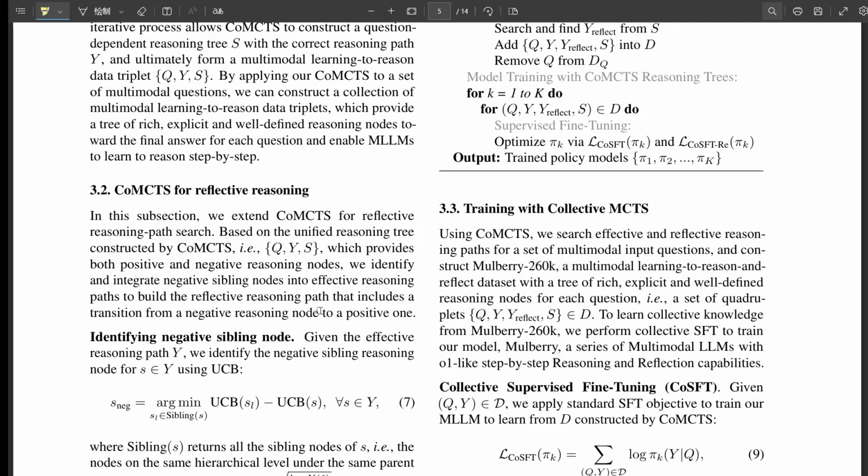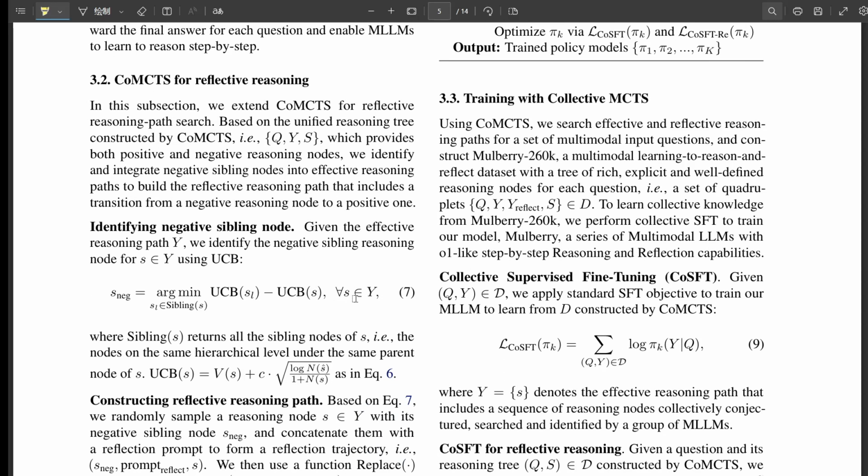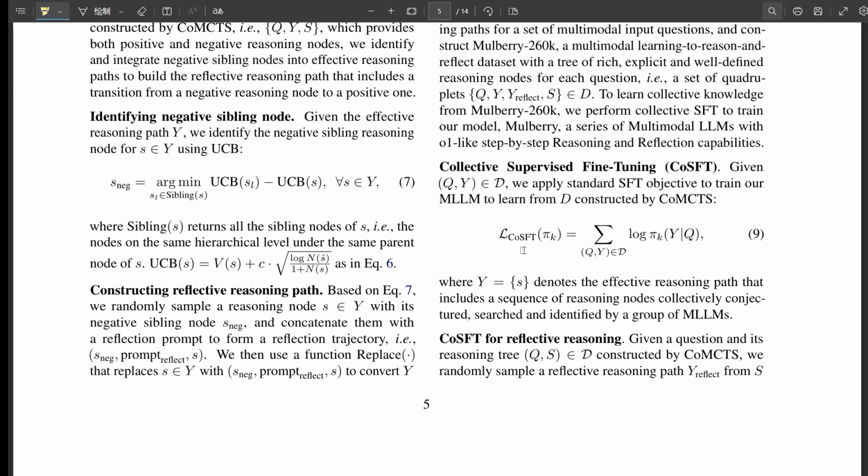So what were the results? I mean, did it work? Yeah, the results were very impressive. Not only did the Mulberry models outperform baseline models, but they were even competitive with those powerful closed-source models on various benchmarks. So they're not just holding their own. They're exceeding expectations for a model that's designed to be more transparent and explainable.